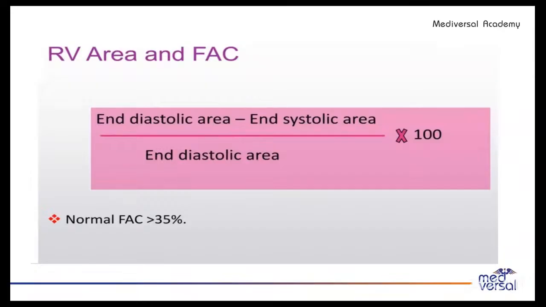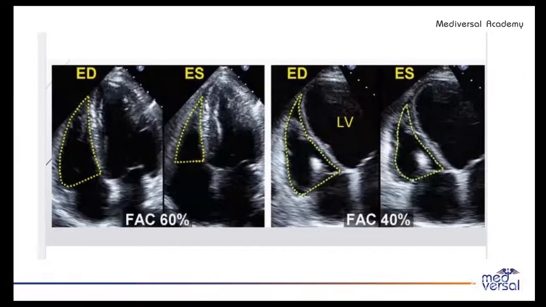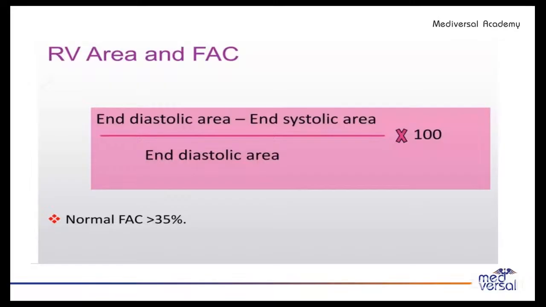You have to take the area at end diastole, the end diastolic area, and the area at end systole. See, in the apical four chamber view, the image shows where you have to take the area at end systole and end diastole, and you have to apply this formula.